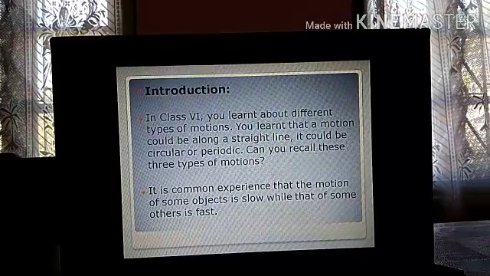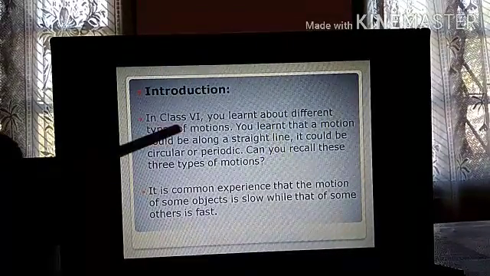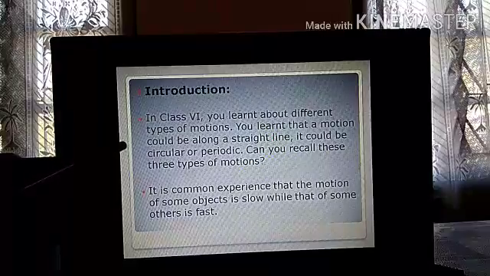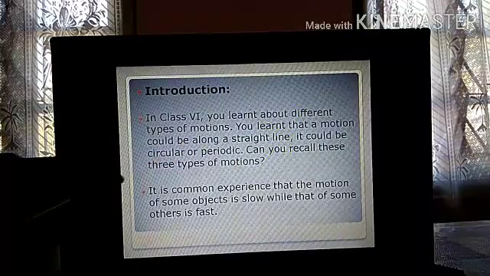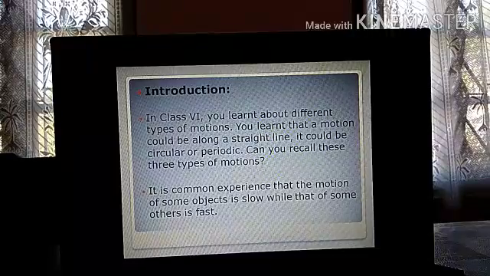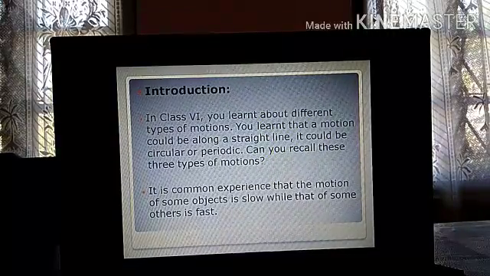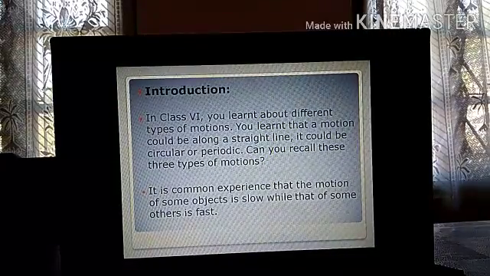Introduction. So in class 6 you learned about different types of motions. You learned that a motion could be along a straight line, it could be circular, or it could be periodic. Can you recall these three types of motions? So in class 6 also you studied about motion. So what is motion?